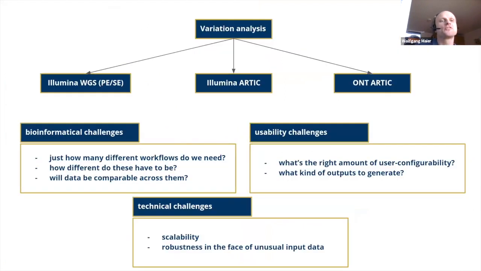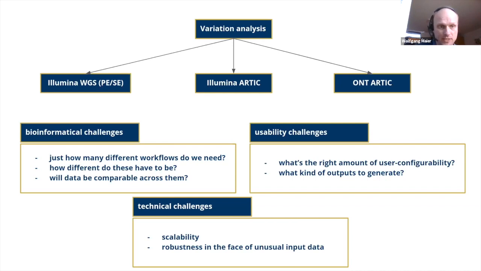Okay, so this is basically what we try to address within variation analysis. Leaving assembly completely out of the picture now, just focusing on variation analysis, these are the protocols that we would like to support. These are Illumina whole genome sequencing data, which still comes in paired and single end form, of course. Then Illumina Arctic data, which is typically paired end, and then Oxford Nanopore Arctic data.